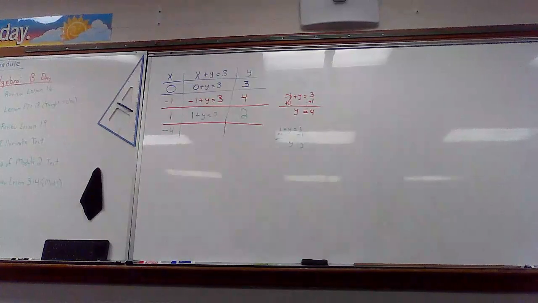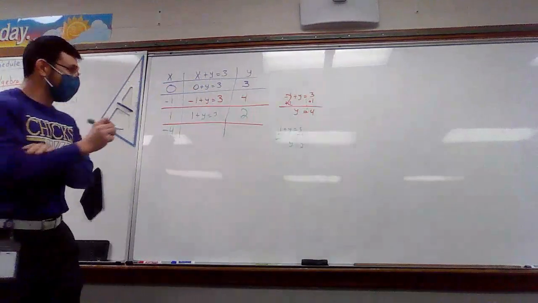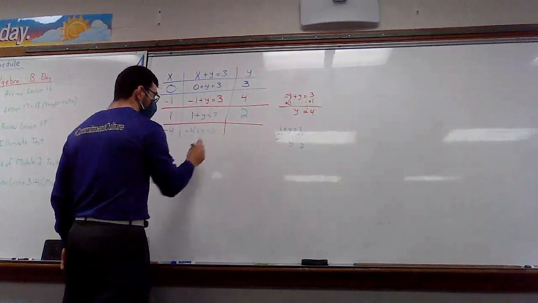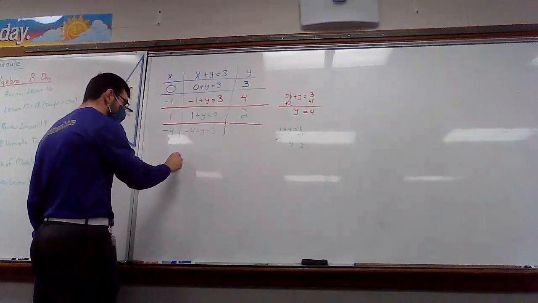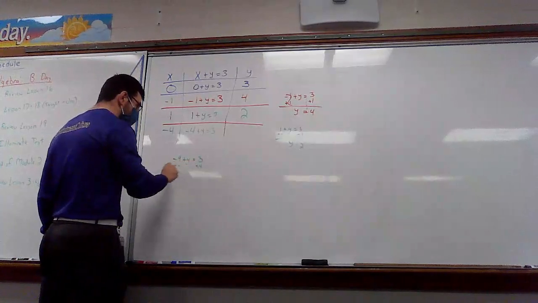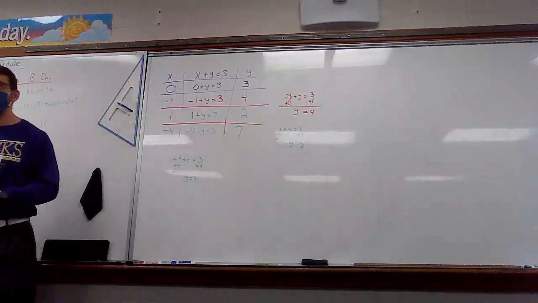Substitute in -4. Okay, so we should have -4 plus y equals 3. If I need to, I can bring it down and I can solve my equation. Add 4 to both sides. Y equals 7. Oh, man, that's easy, right?